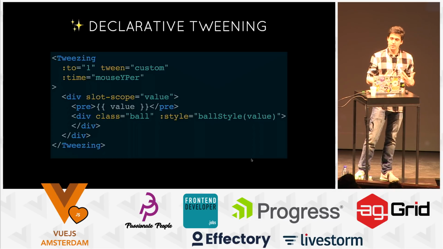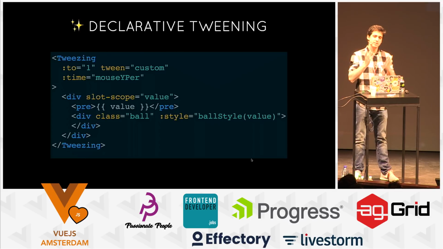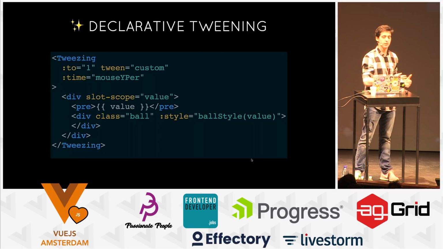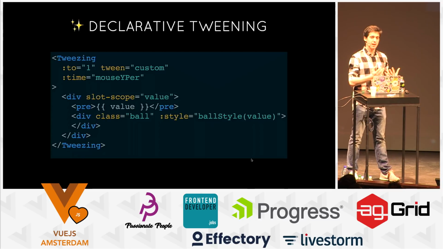And then the tweezing component, what it's doing is handling all the changes, watching for you, and is nicely serving you that tween value into a slot scope. So at the end, you just have to write that very nice syntax, and you get back that declarativity you always liked with Vue, which I think is pretty amazing, right?